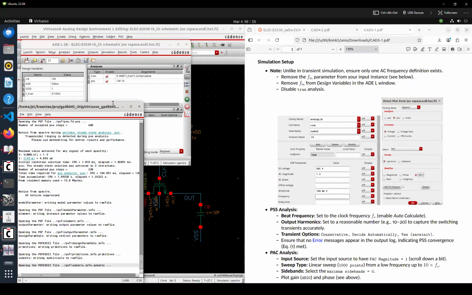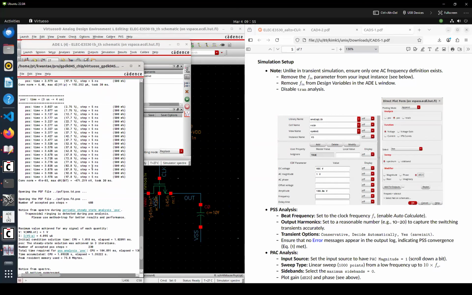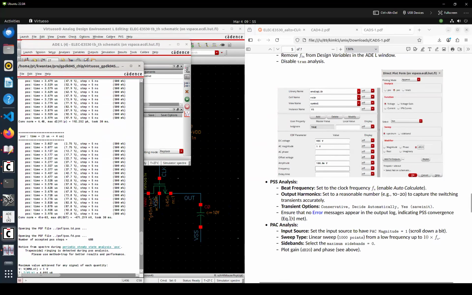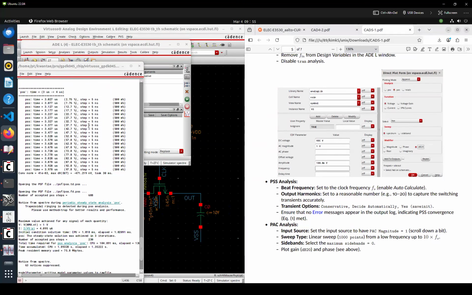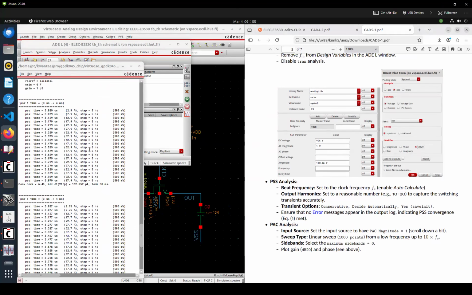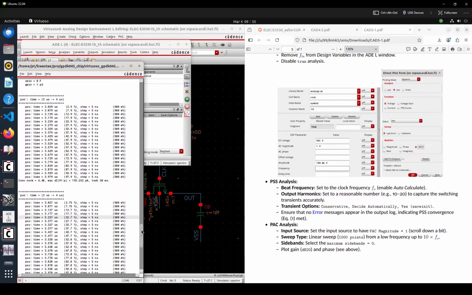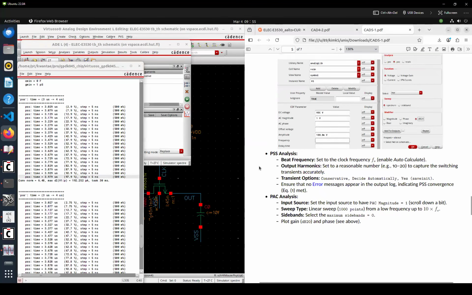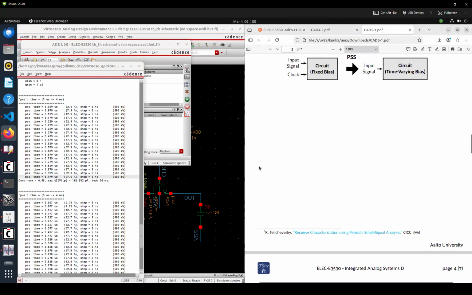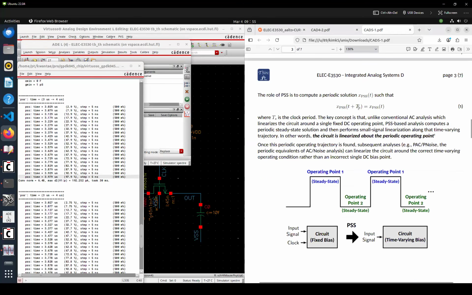Then it is completed. And there was a note: ensure that no error messages appear in the output log indicating PSS convergence. So what it is doing is calculating PSS here and PSS here, and the convergence norm, and so on. This is the procedure for how it is calculating the PSS.